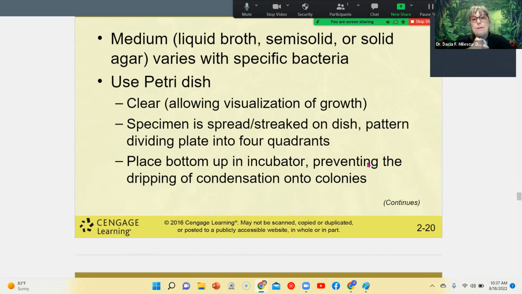Then you put it bottoms up in the incubator so that there's no dripping or condensation onto the colonies. That's super important. All right, bottoms up. You don't want the condensation killing the colonies, so bottoms up. All right. So the agar and the colonies are facing up, and so this way there's no condensation.